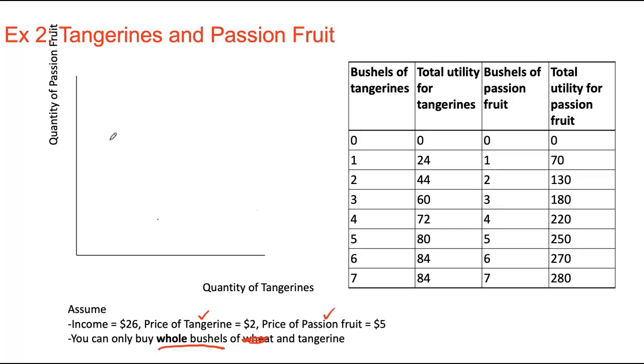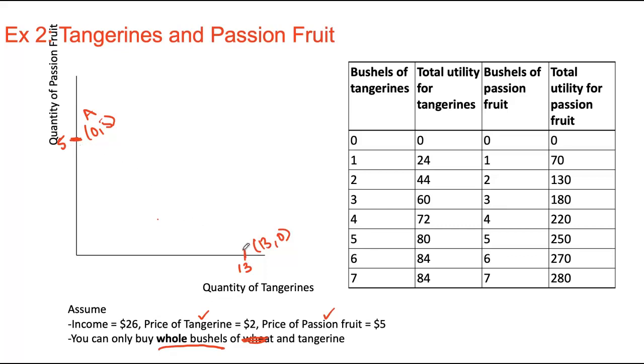How to go about this? The first step is to find your consumption bundles which lie on the budget line. So we'll start with our maximum consumption possible of each of these goods, tangerines and passion fruit. If I have $26 and I spend it all on passion fruit, what's the maximum I can buy? I can buy 5 bushels of passion fruit, not more, because I'm assuming I cannot buy a fractional amount. So 5 is the maximum I can get of passion fruit. Likewise, 26 divided by 2 will give me the maximum consumption possible of tangerine, which is 13. So these are your two extreme consumption bundles: (0, 5), we call it bundle A, and (13, 0). Now, in between these two, there are many other possibilities.